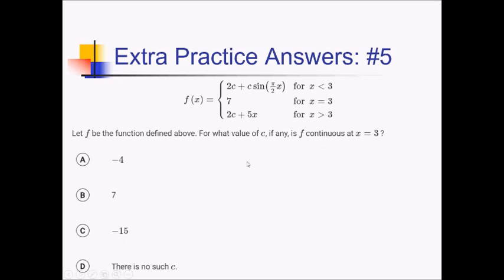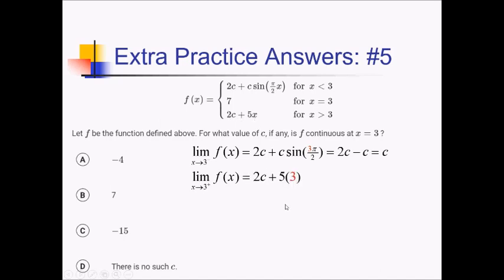Let's do the left side limit at 3 and see what that comes out to. We're going to be using the x less than 3 rule. So 2c plus c sine of 3 pi over 2. Well, sine of 3 pi over 2 is really negative 1, so this is really 2c minus c, which we can simplify to just 1c. Now, moving on to the right side limit at 3, we're using the x greater than 3 rule, approaching 3 from the right side. So that's going to be 2c plus 5 times 3, which is 2c plus 15.